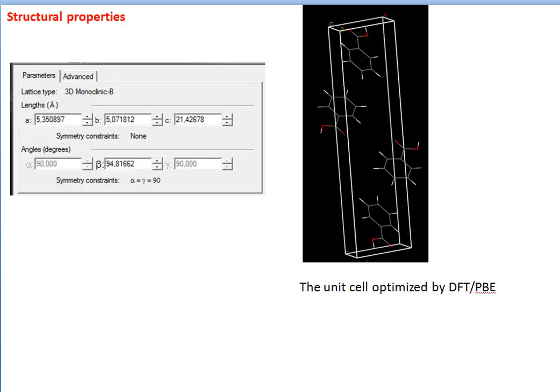Let's start with the structural properties. We can see here the unit cell optimized by DFT calculations. All the calculated parameters are represented here. These parameters are in very good agreement with the experimental ones obtained by using the X-ray diffraction technique. The structure is used to calculate the other properties like the electronic and optical properties.